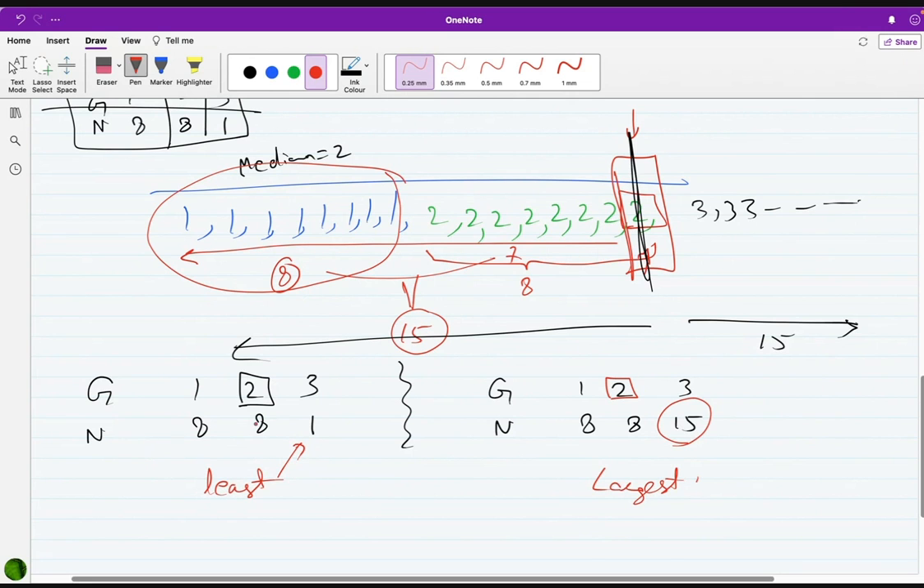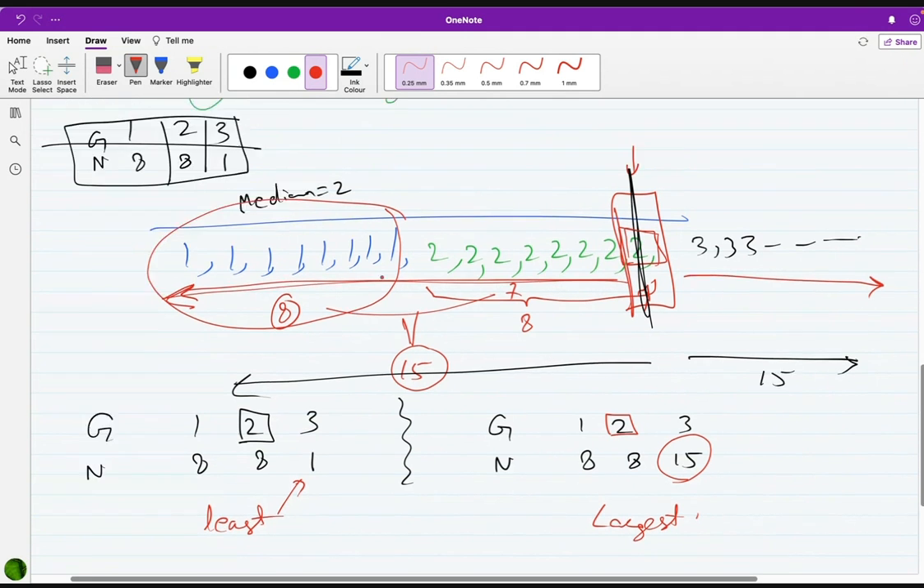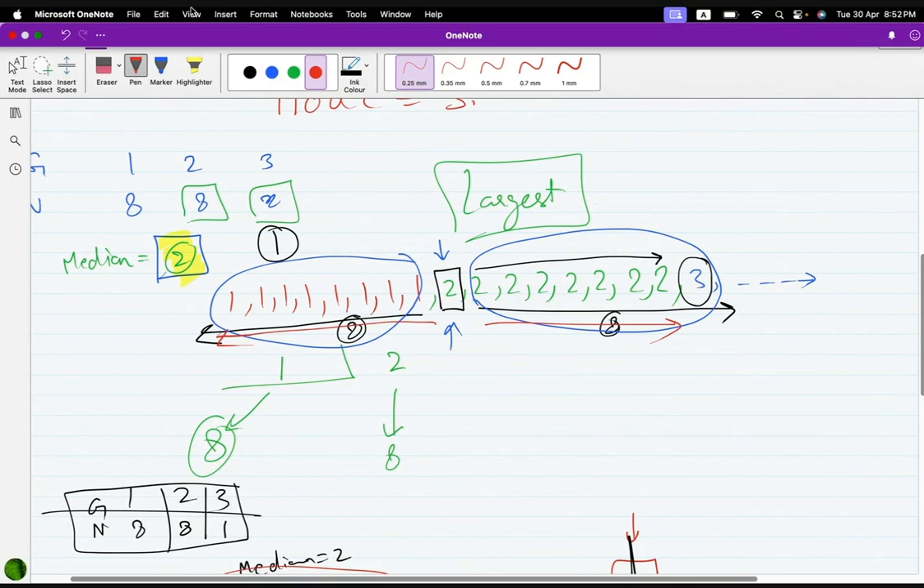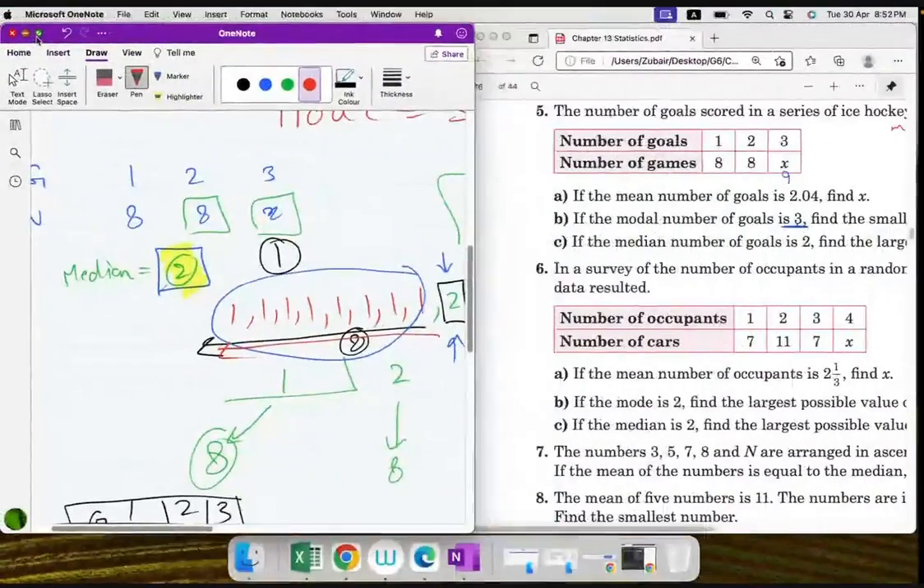So what do we do for largest? We select the rightmost. So we have a maximum numbers on the left and we have maximum numbers on the right to get the largest. And for least, we will select the leftmost. So we have lesser numbers on the left and we have lesser numbers on the right. Clear? Yes, sir.